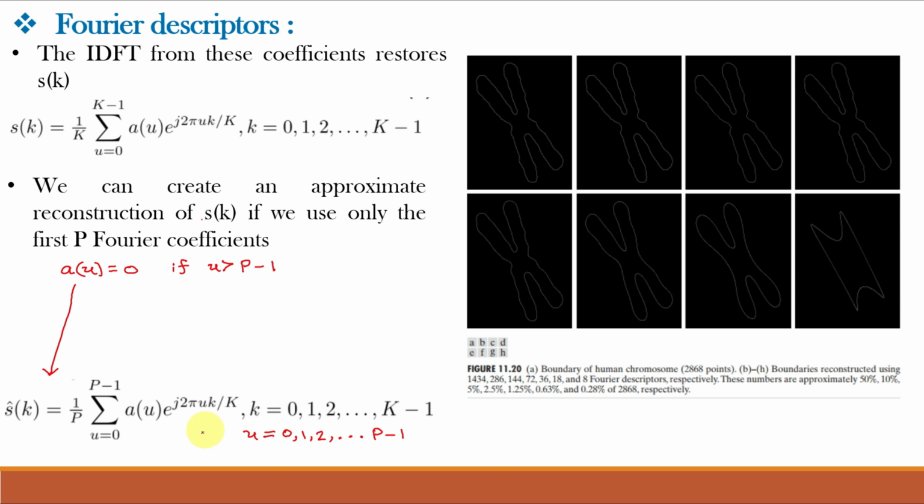So actually what we are doing here is removing the high frequency components of signal a of u. By removing the high frequency components of a of u, we will be removing some minute details, but the overall structure of the boundary will be preserved.